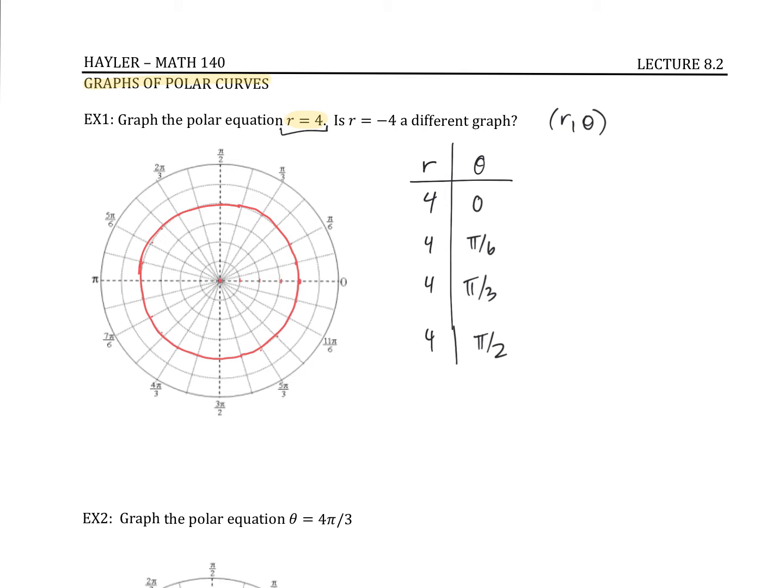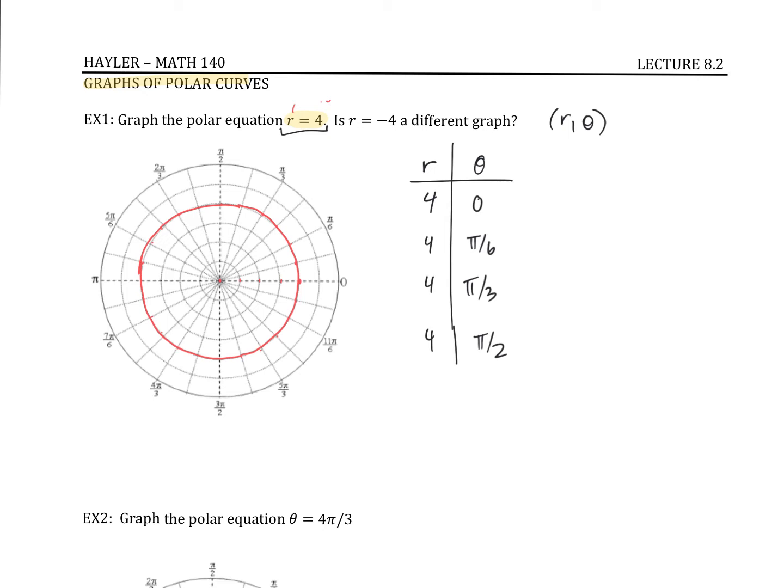Interesting. If you remember, if we squared both sides of this equation, we would get r squared equals 16. And r squared is the same thing as x squared plus y squared, which would be equal to 16. And if you recall, x squared plus y squared equals a constant is the equation of a circle, so this does end up making some sense.